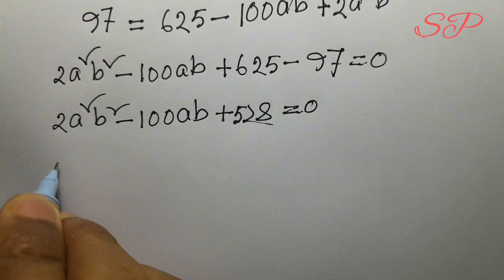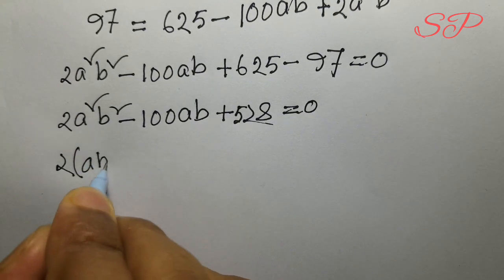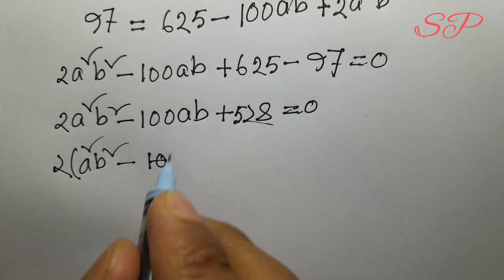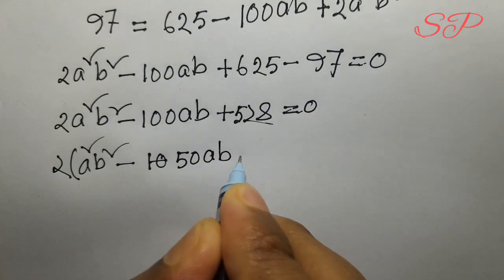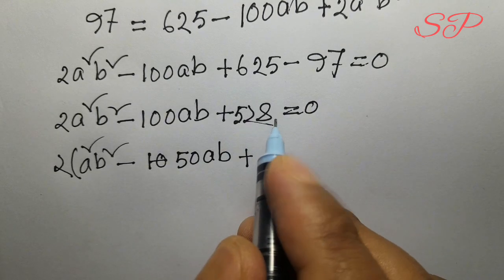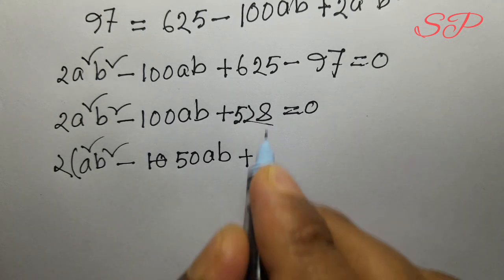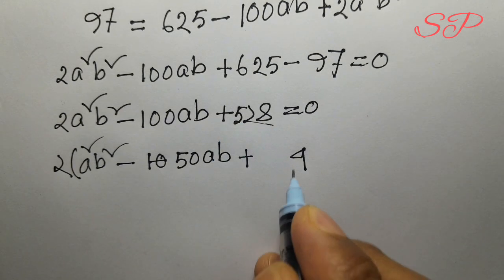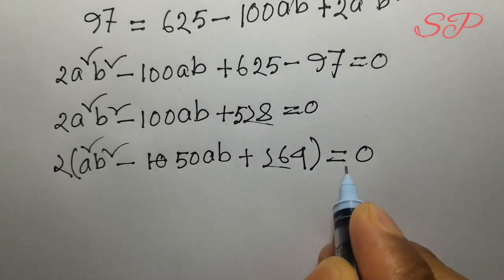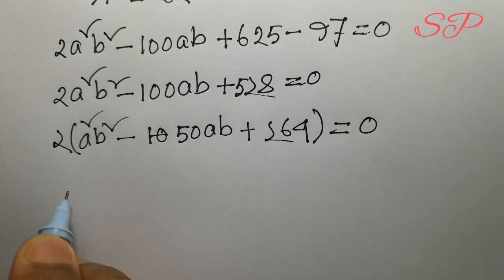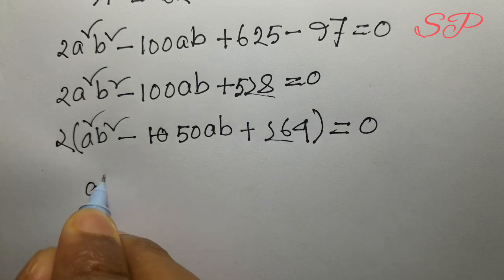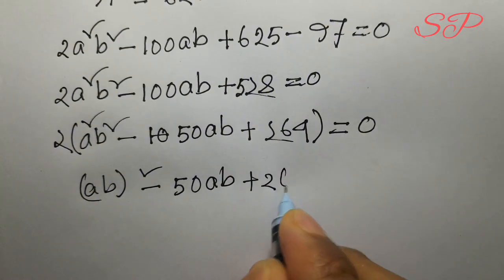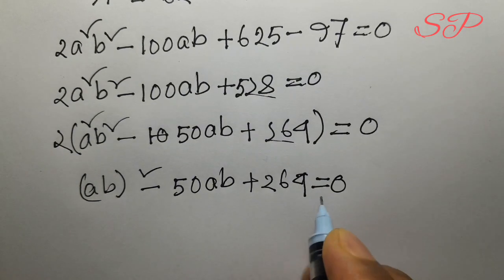We can take 2 common: a square b square minus, 100 divided by 2 is equal to 50ab, plus 528 divided by 2 is equal to 264, and dividing both sides by 2, we can write ab whole square minus 50ab plus 264 is equal to 0.